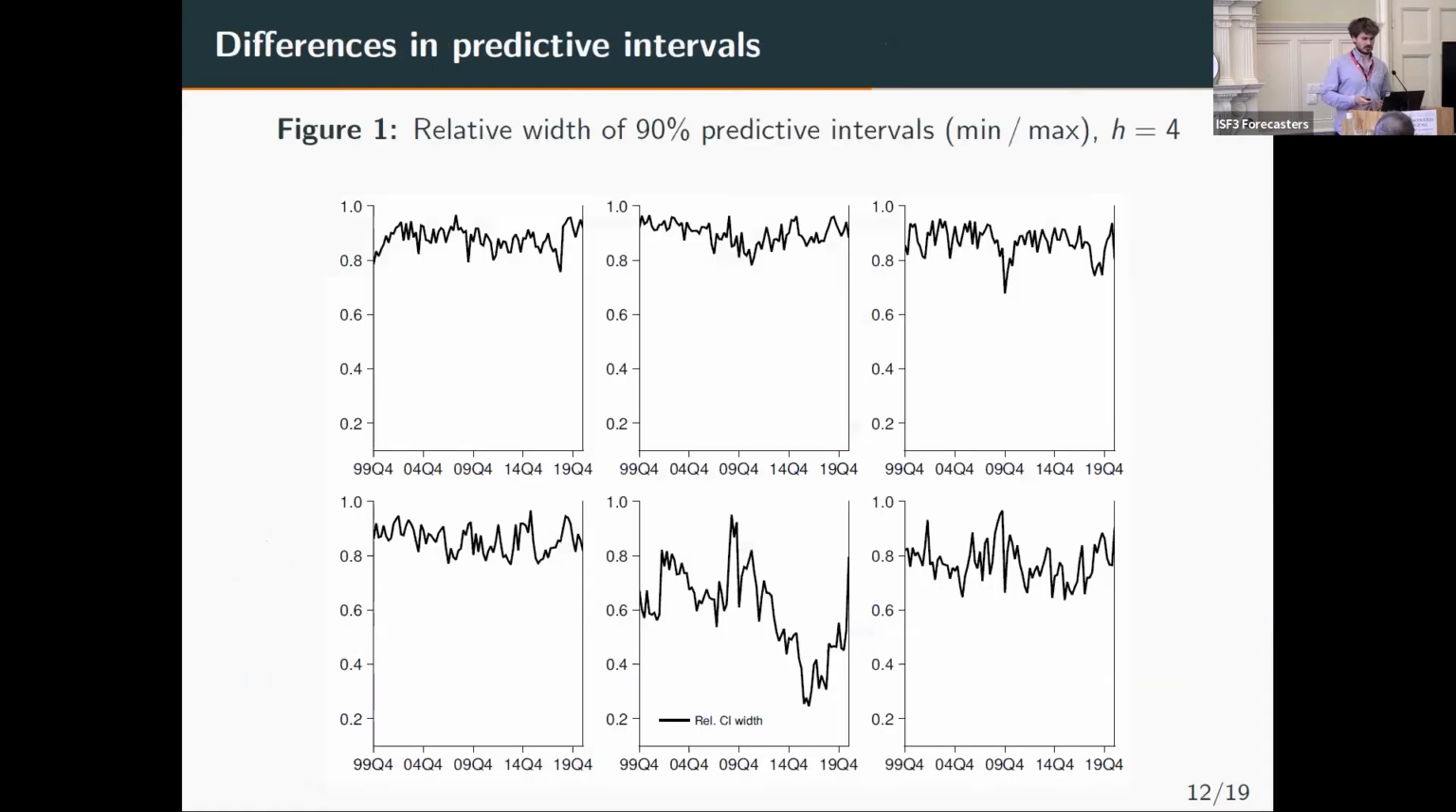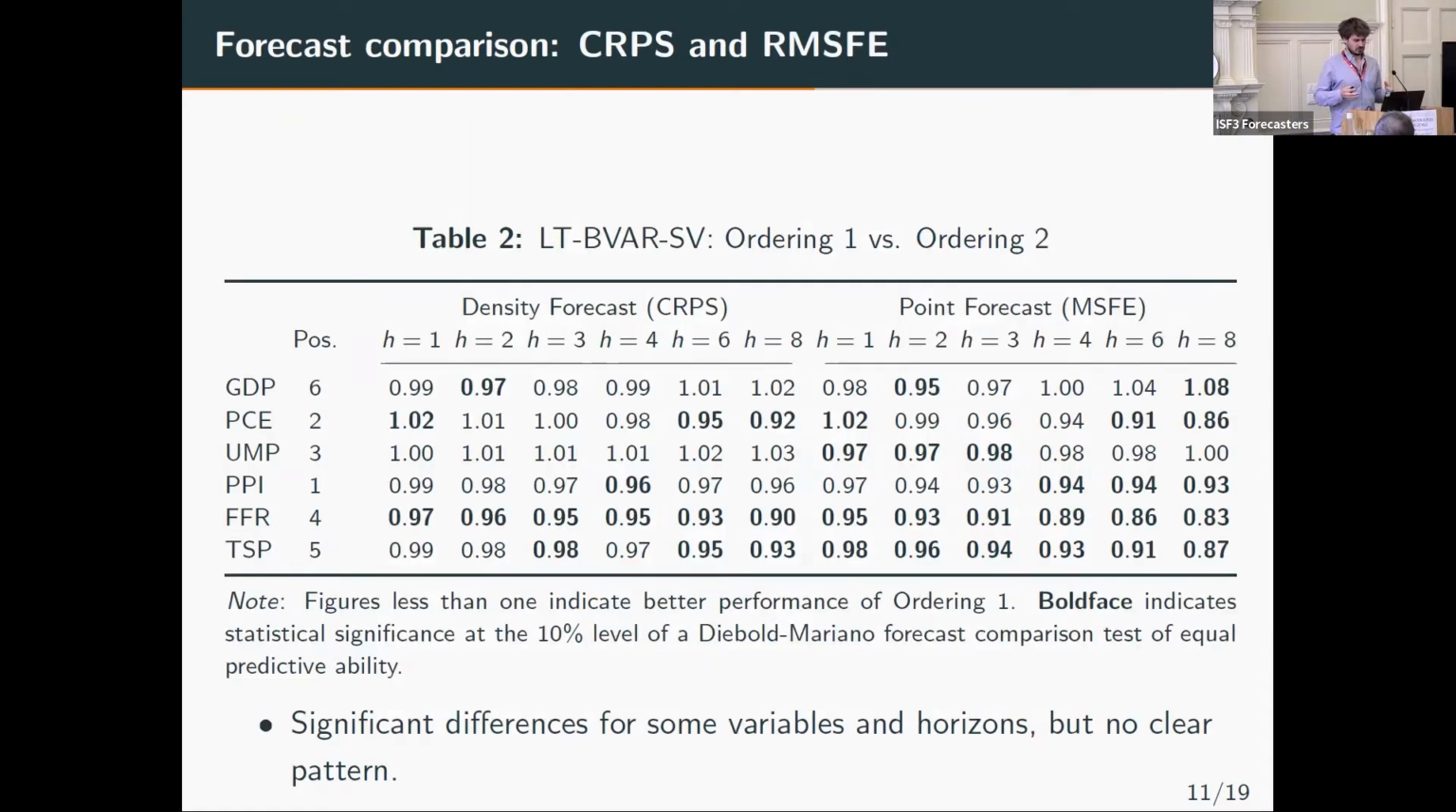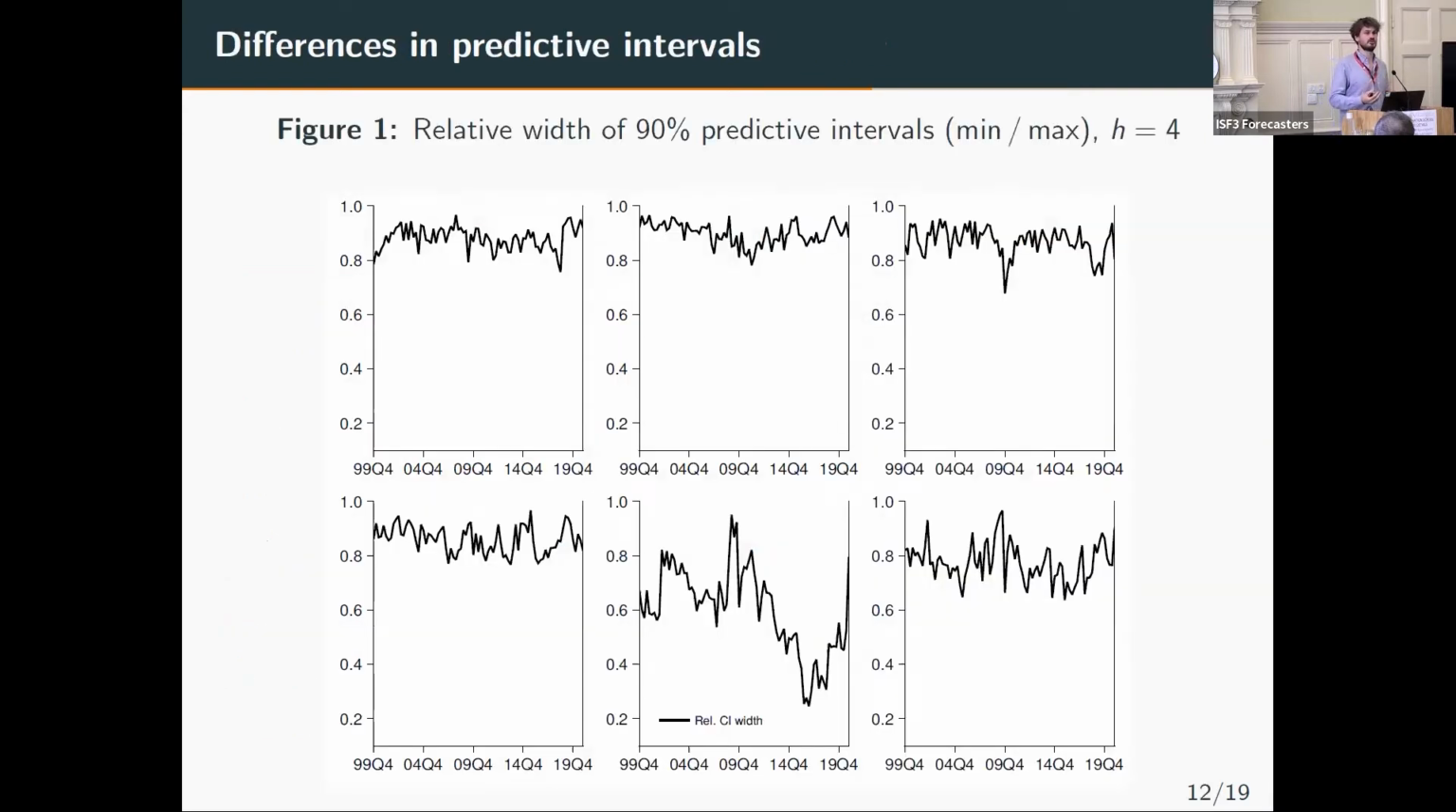Now these are just results concerning the point and density forecast. What you can also look at is the relative width of the predictive intervals. What we plot here is the relative width of always the smallest versus the biggest. You see that the relative widths are typically around 80%, and for the FFR, this gets down to really big differences. And then, of course, it becomes clear this matters for policy, or it can matter for policymaking. Okay, so I hope I convinced you that there are differences depending on the ordering.